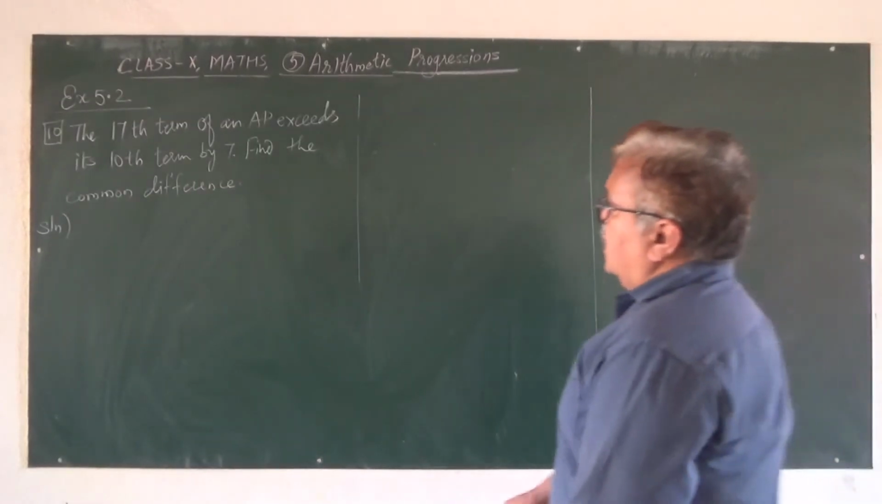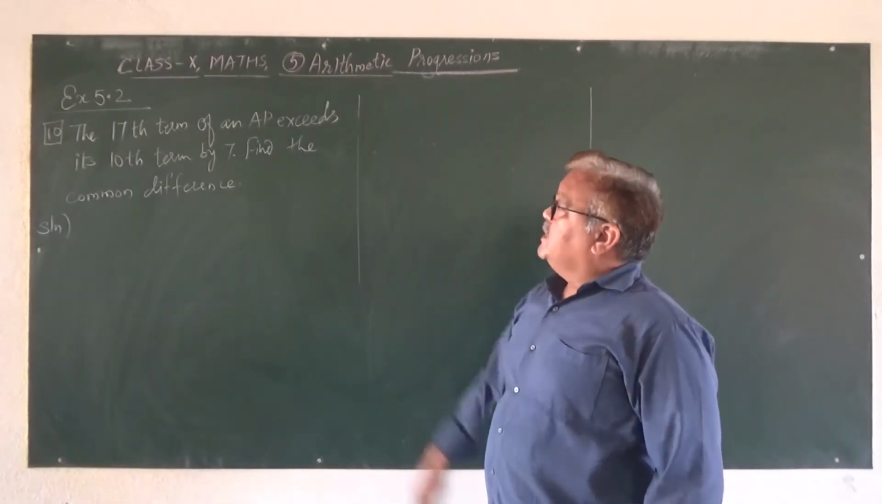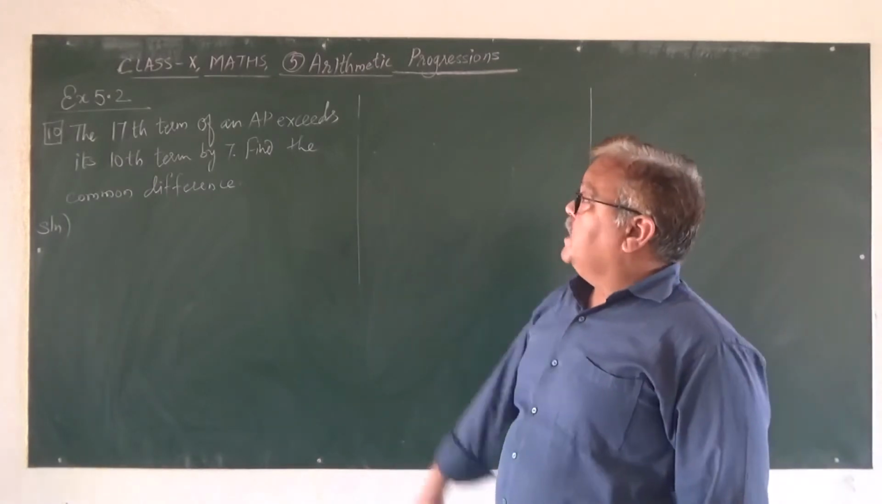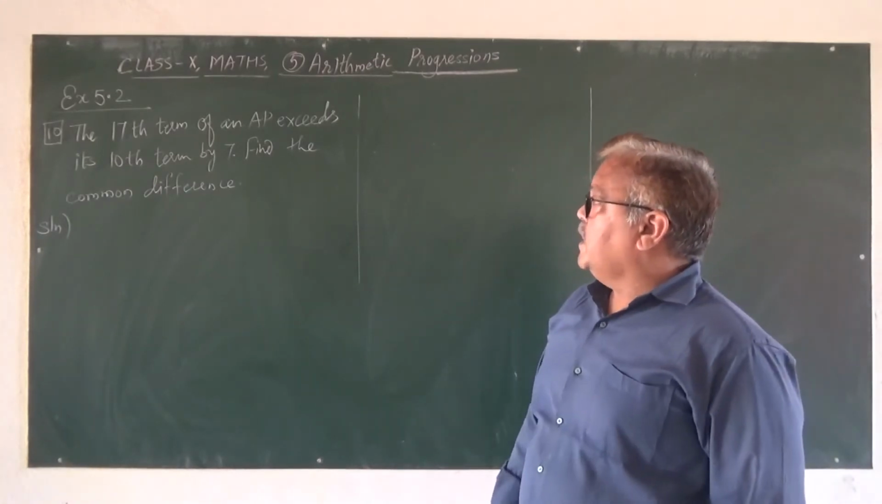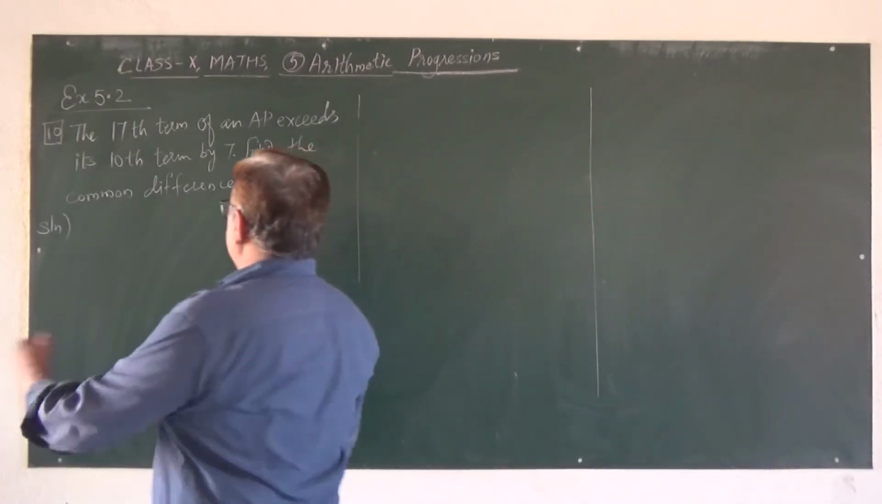Let us see 10th question of exercise 5.2. The 17th term of an AP exceeds its 10th term by 7. Find the common difference. Okay.